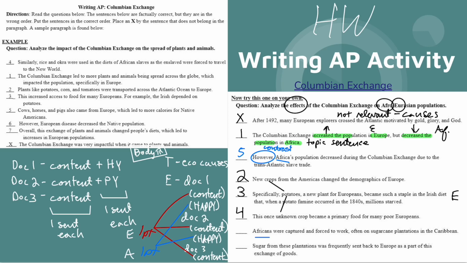Africans were captured and forced to work due to this transatlantic slave trade, often on sugarcane plantations in the Caribbean. Sugar from these plantations, these telling us that it's related back as a pronoun to the ones mentioned in this sentence, means that these two sentences are paired together. And so the sentences on Africa are sentences 5, 6, and 7. So we have a body paragraph with a topic sentence that says, here's an effect on Europe, here's an effect on Africa, and then here is my evidence proving my claim.